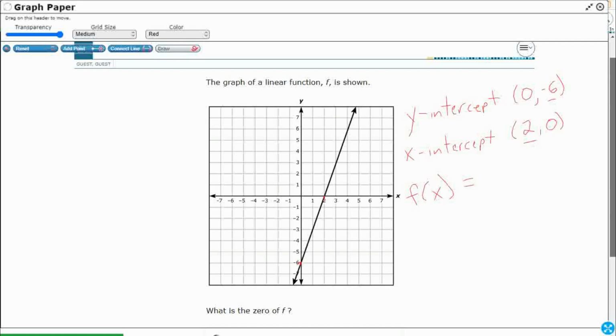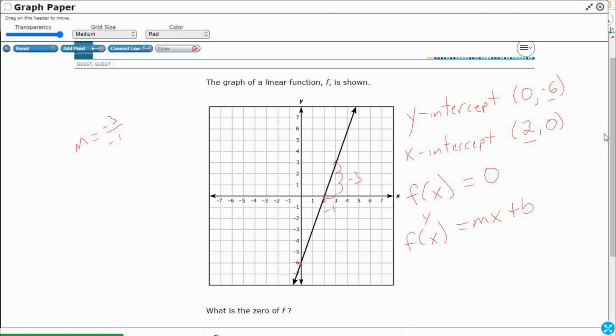If we wanted to, we could find the slope of this. So we could write this as f of x equals mx plus b. We've got that f of x standing in for the y in our slope-intercept form. The slope seems pretty easy to figure out. We're going to go down 1, 2, 3. That's the rise. We're going to go over 1, -1. So the slope looks like -3 over 1.